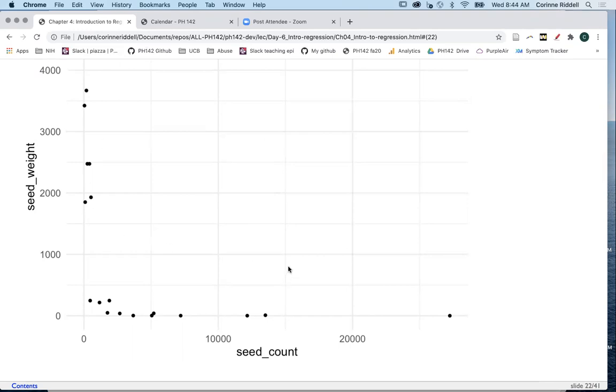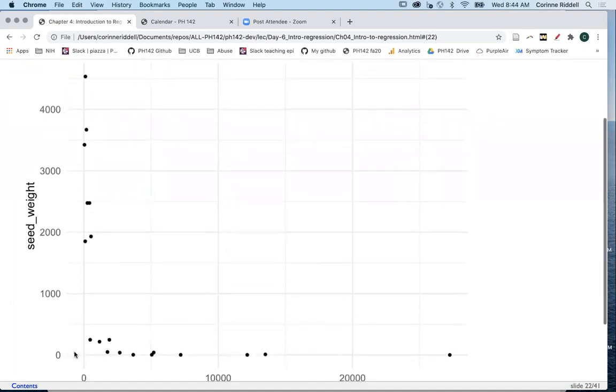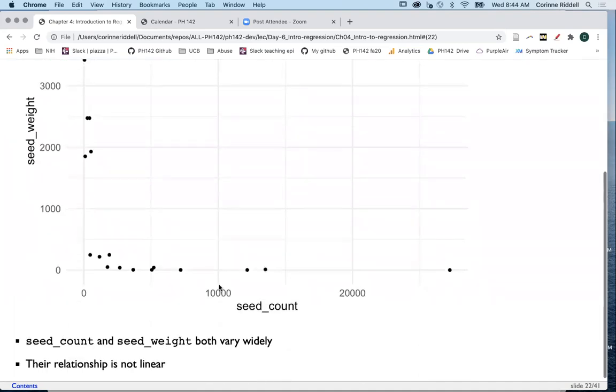Why don't we want to run the linear model here? Yeah, there's this curve and it's not linear looking, exactly. So if you look at these data, we have this curved shape, and look at the range of the data. We have lots of data down here closer to 0, but the seed weights go up into the thousands, and the seed counts also go up into like the tens of thousands. So we have one point out here close to 30,000. We have some points with seed counts around 10,000, and then much lower.